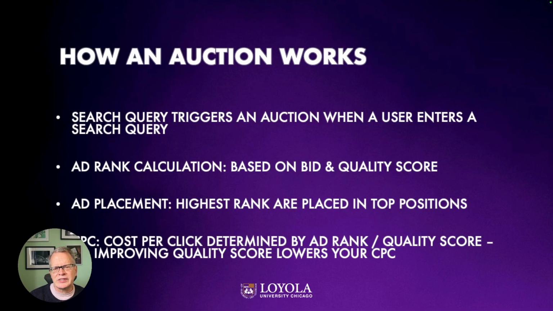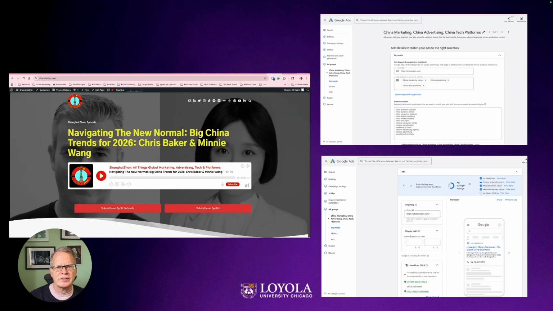So let's get more specific about how the Google auction works. As I mentioned, it's about a search query that triggers an auction. You type in something and then the auction begins and the user starts a search query. There's an ad rank calculation based on bid and quality score. There's ad placement, which the highest rank are placed in the top positions. And then the cost per click, as I said, is impacted by your quality score. The higher quality score, the less you pay. So in effect, improving your quality score lowers your CPC.